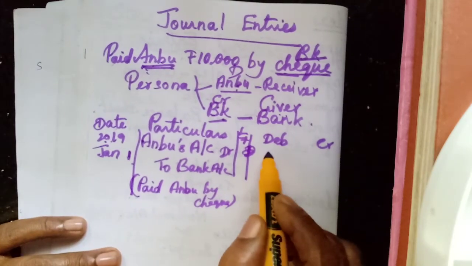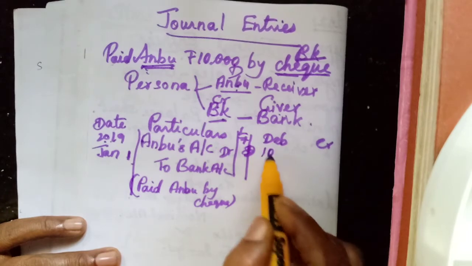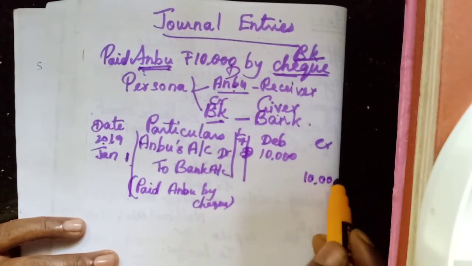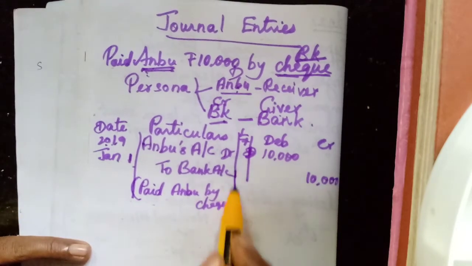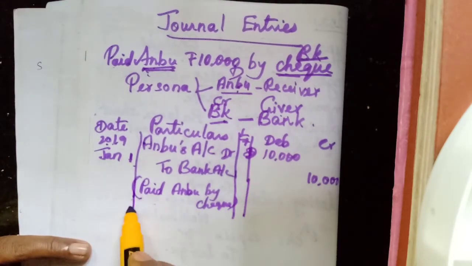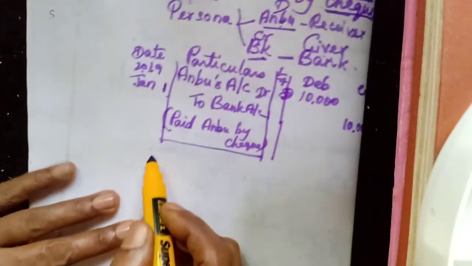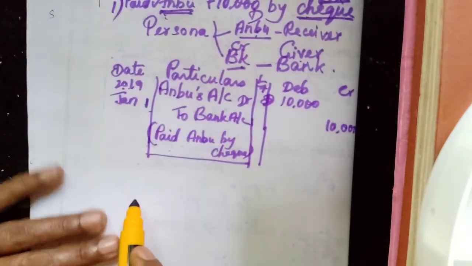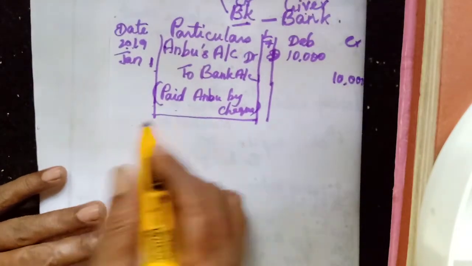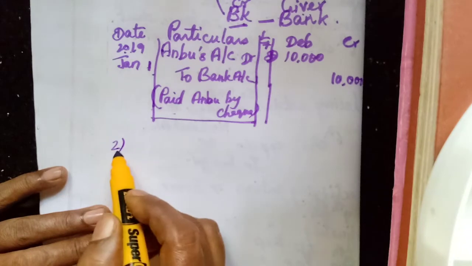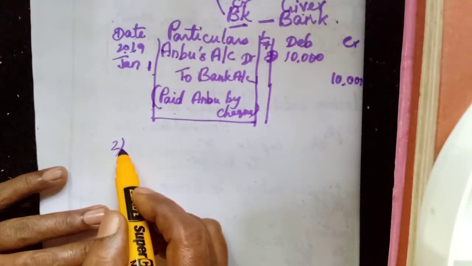Okay, then write the amount 10,000 in the debit column and in the credit column. Then you have to draw a line only for this one. Okay, should not draw a line here. Now one is over. Okay, this one was from the personal account. Another one we will see from the real account.